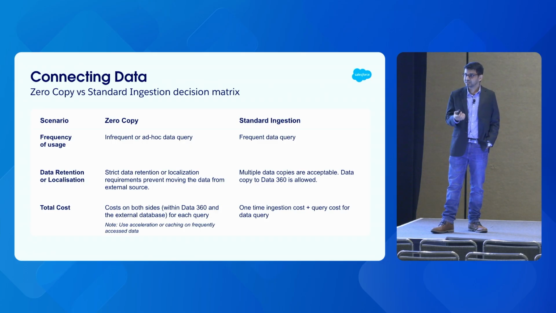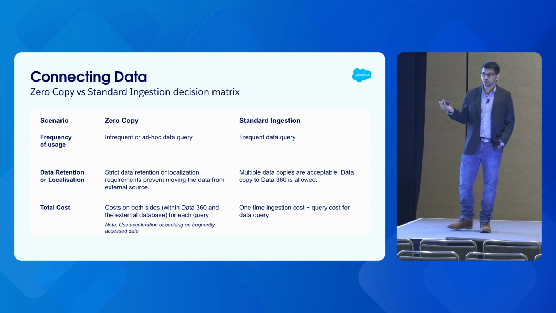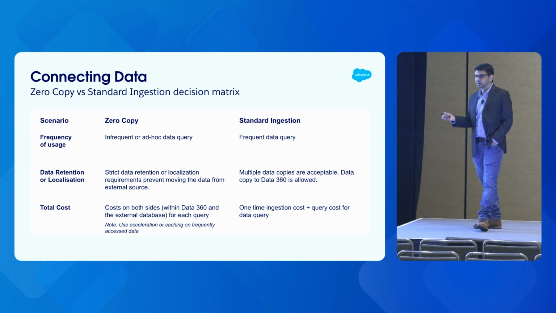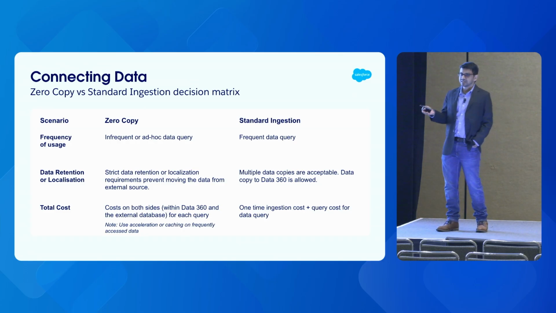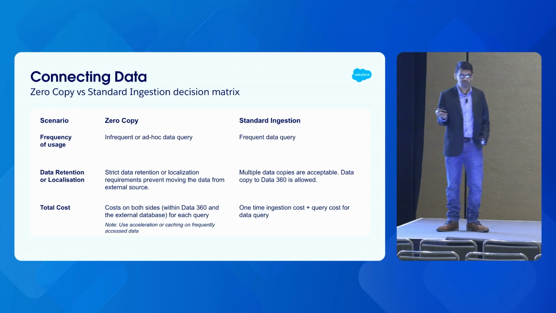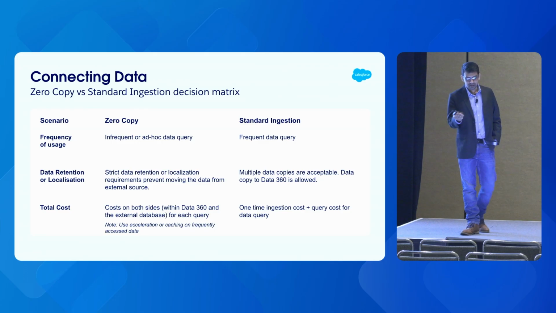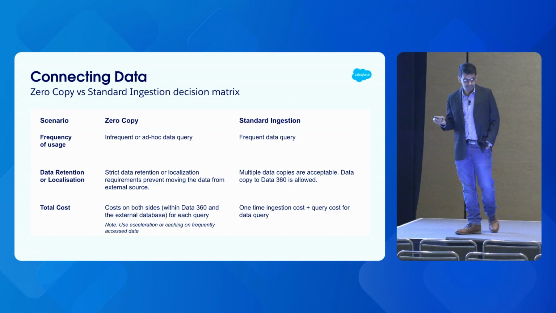The other requirement is generally localization. There are regulations across Europe and the US and other countries where the data is required not to be moved across geos. In such cases, zero copy is the best way because you don't move the data, you just query the data and surface the data. You don't actually physically move the data. But if data copies are acceptable, then standard ingestion is the way to go.